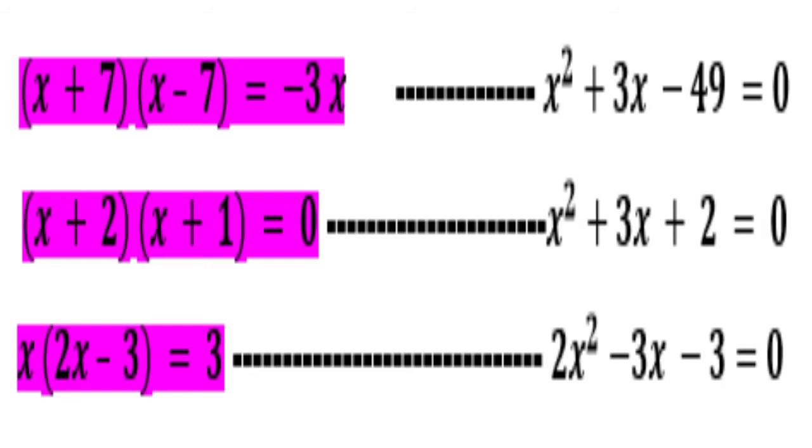Okay, take note that the original equation is the same as its standard form. So say, for example, x plus 7 times the quantity x minus 7 is equal to negative 3x is the same as x squared plus 3x minus 49 is equal to 0.